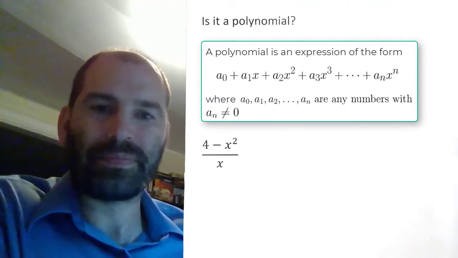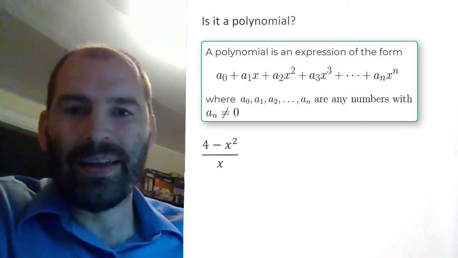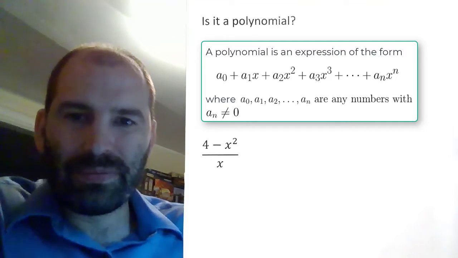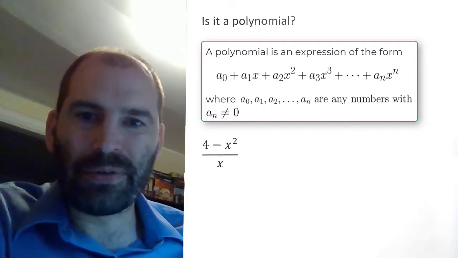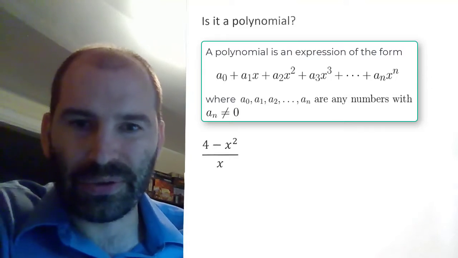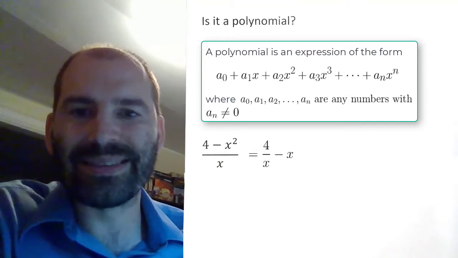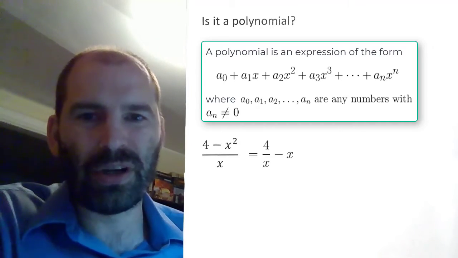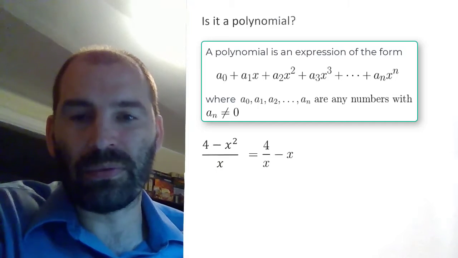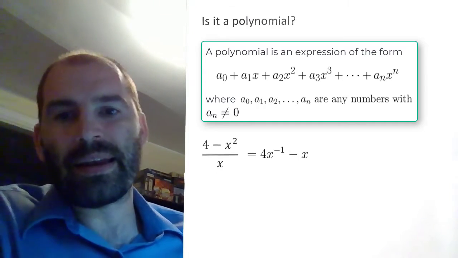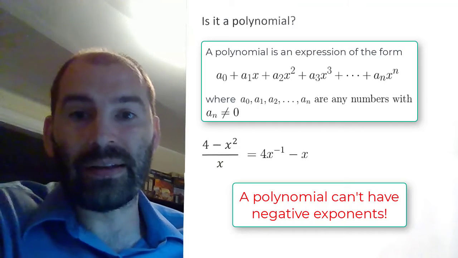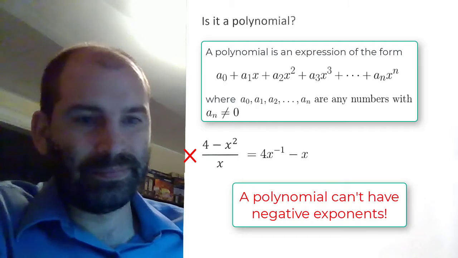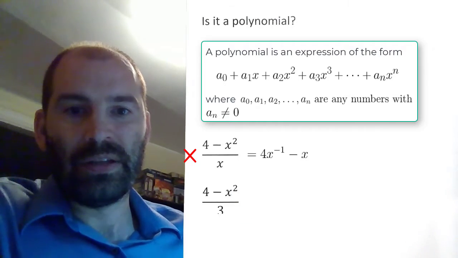Let's look at this one. 4 minus x squared over x. Well, I've got to do some algebra to put this into that form. We've got division here, and there was no fraction in our definition for polynomial, so let's distribute that x across. So we can write this as 4 over x minus x when we simplify it. Well, that 4 over x term is troubling. I could write that as 4 times x to the negative 1, but notice that negative exponents are not allowed in the definition of polynomial. So this is not a polynomial. Can't have negative exponents.